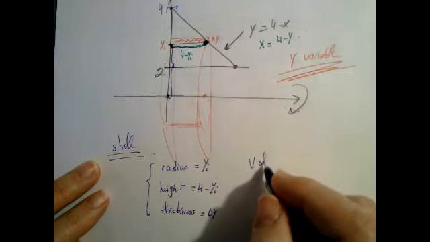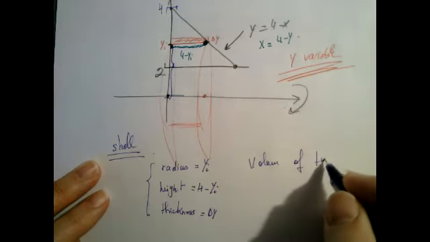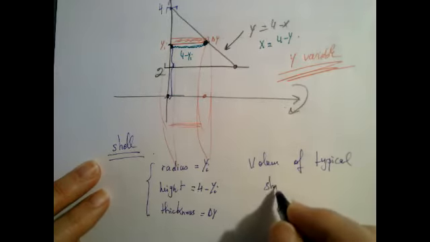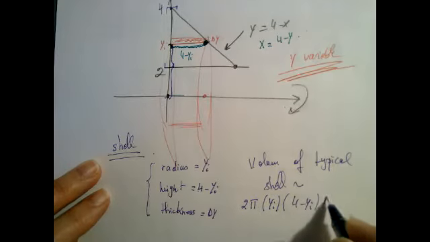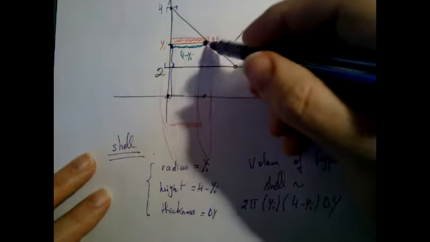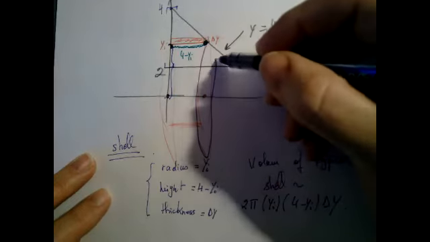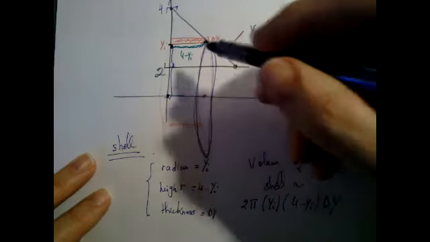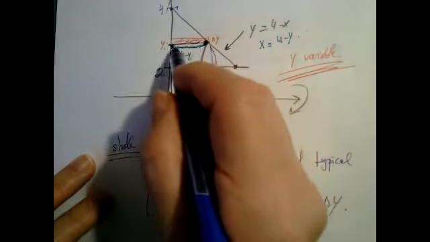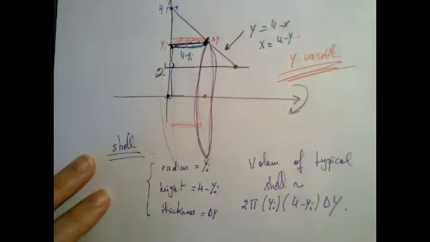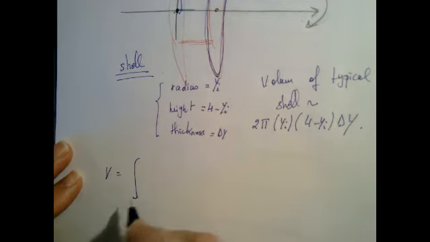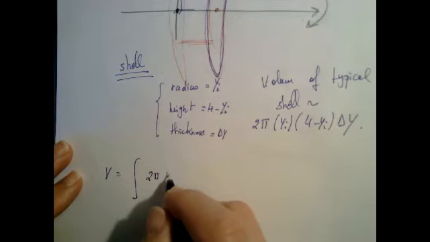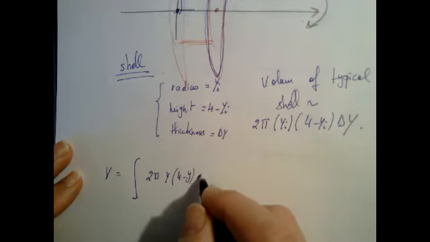So volume of a typical shell is almost equal to 2 pi times the radius times the height times the thickness. 2 pi r is nothing more than the length of the circle times the height times a little bit of thickness right there. That's the volume. So finally, the total volume is the integral of 2 pi y (4 minus y) dy.